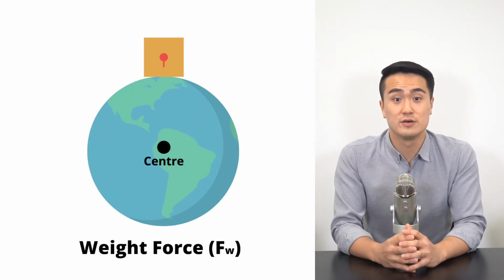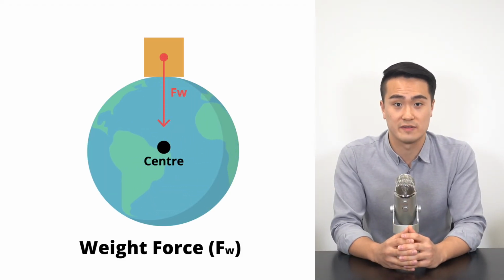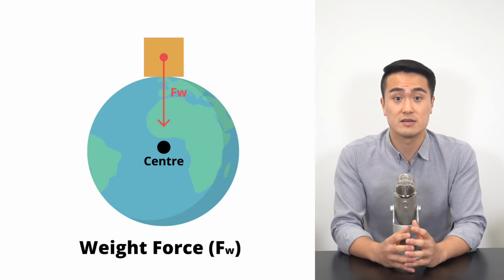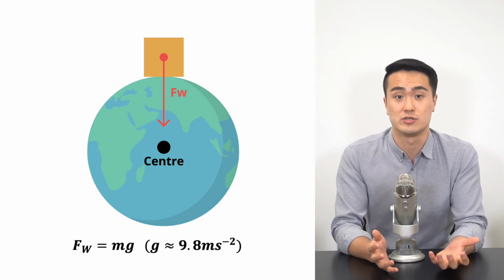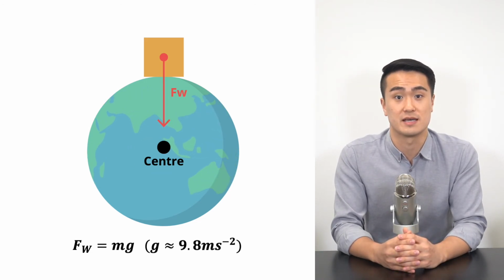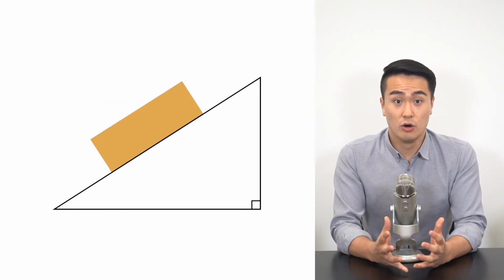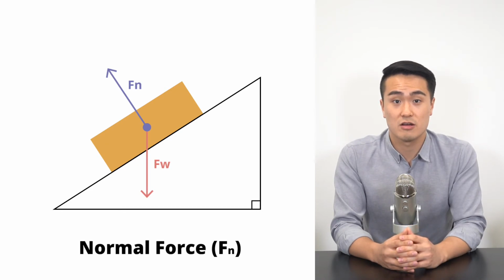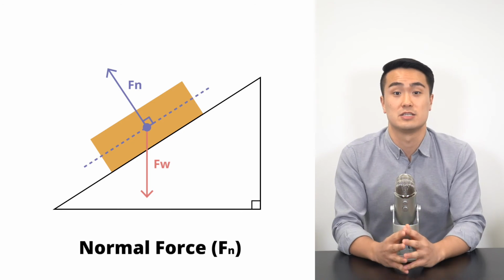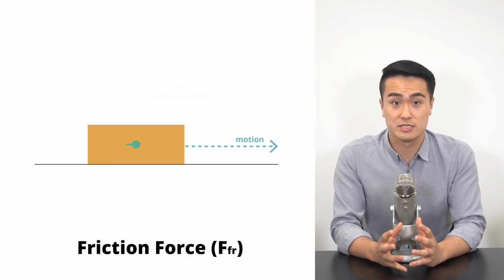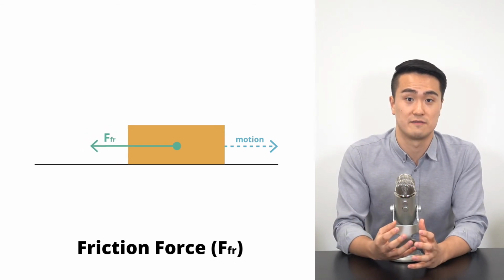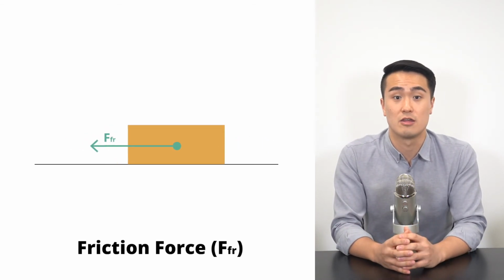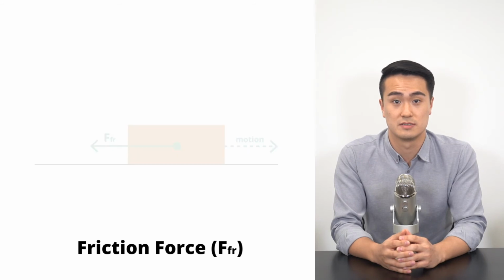Weight force is a force exerted on an object due to gravity. On Earth, the weight of an object is equal to its mass multiplied by the acceleration due to gravity at 9.8 meters per second squared. Normal force is a reaction force exerted on an object by the surface, and it is exerted perpendicular to the surface. Friction is a resistive force exerted on an object as it moves along a surface, and it is exerted in the opposite direction to motion.